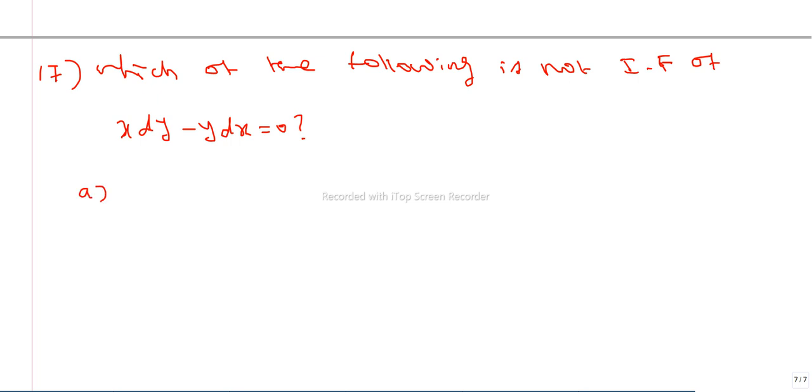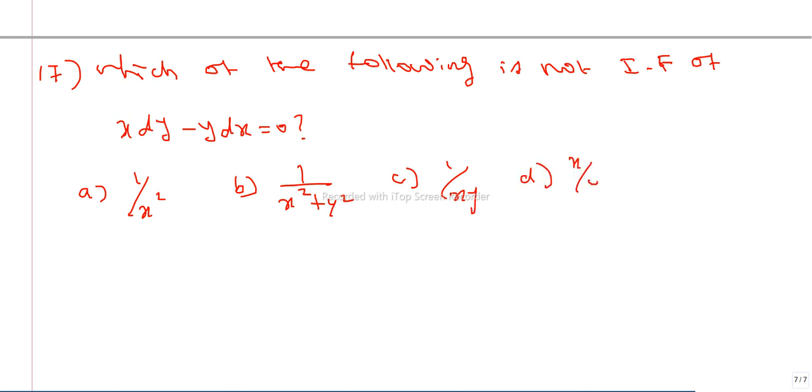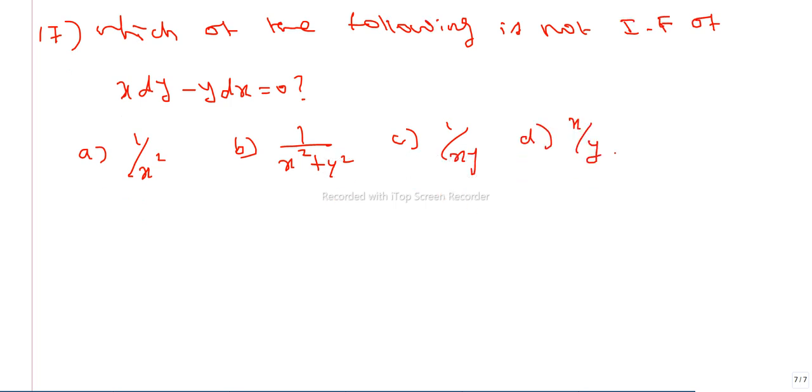The first option is 1 by x square. The second option is 1 by x square plus y square, then 1 by xy, and then x by y. Which of the following is not an integrating factor? Anyway, this is not an exact equation. If you differentiate this with respect to y, both are not equal, right? If you multiply with that one, you will get an exact equation.